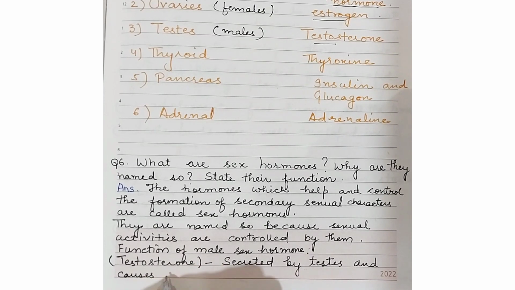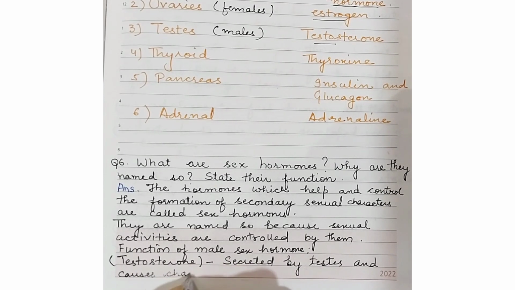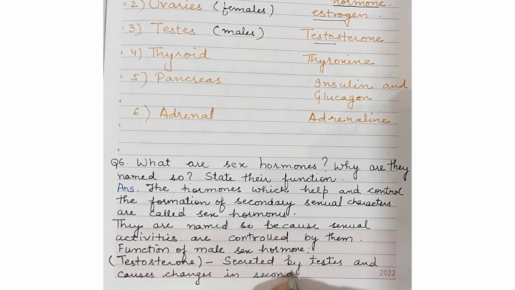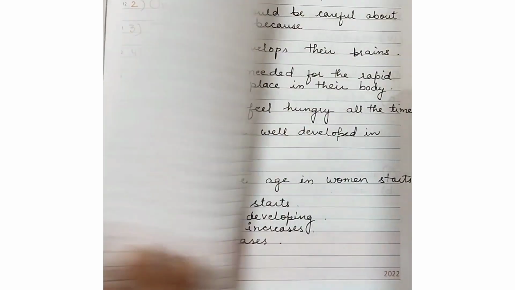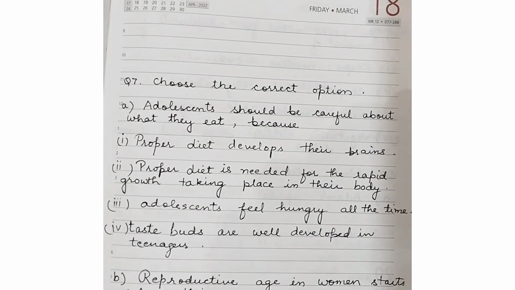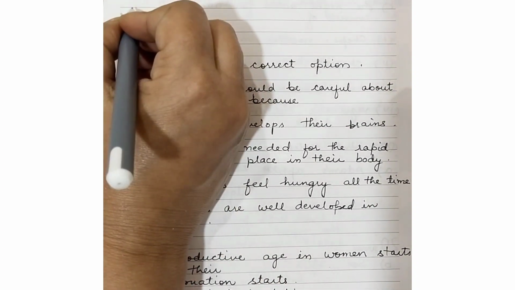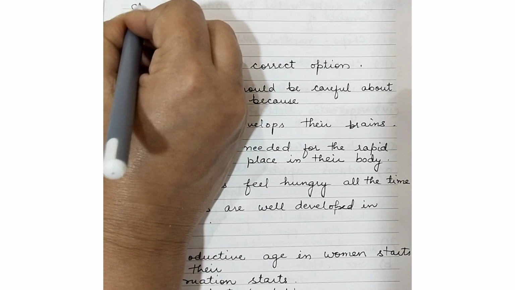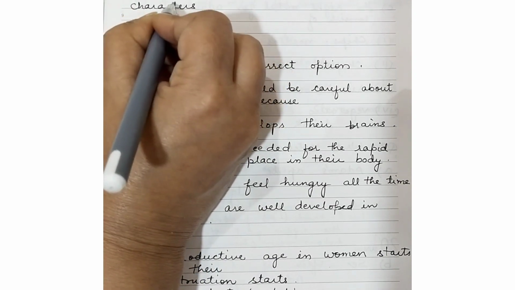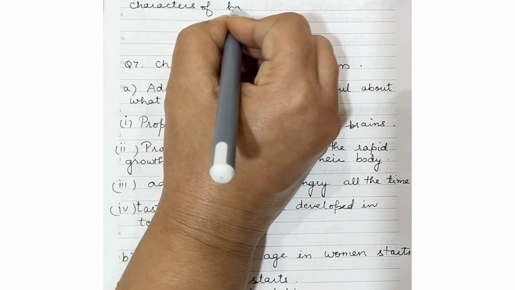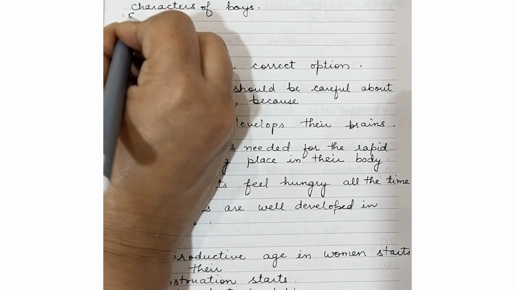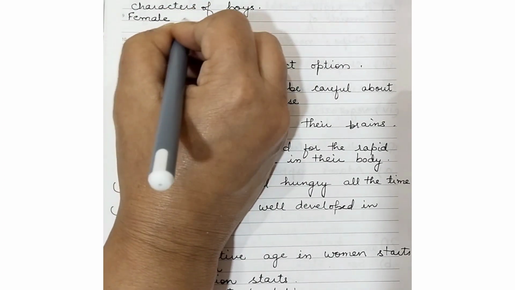Its function is that it causes changes in the voice, like a change in the voice box. Hoarse voice, cracked sound of voice, sudden increase in their height, growth of hair on their face and body. So these are the functions of testosterone in boys. You can see the growth of beard and moustache, broadening of shoulders in boys. These changes are just because of the secretion of testosterone from the testes, right?